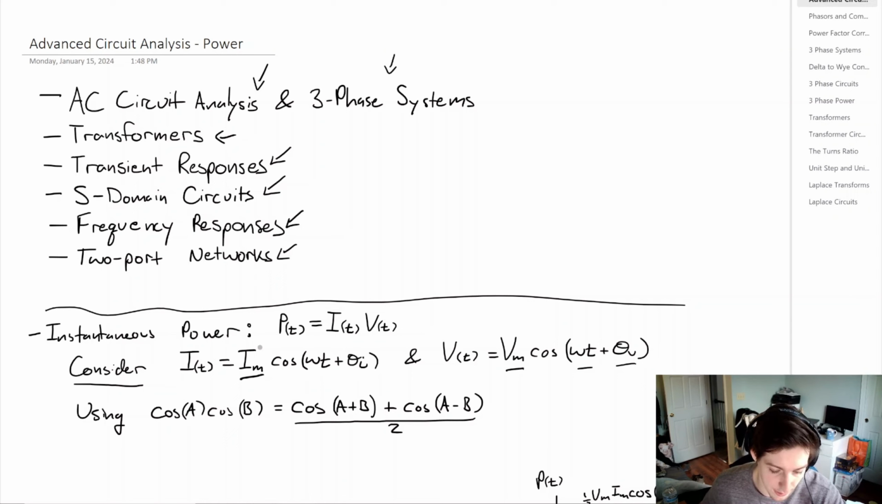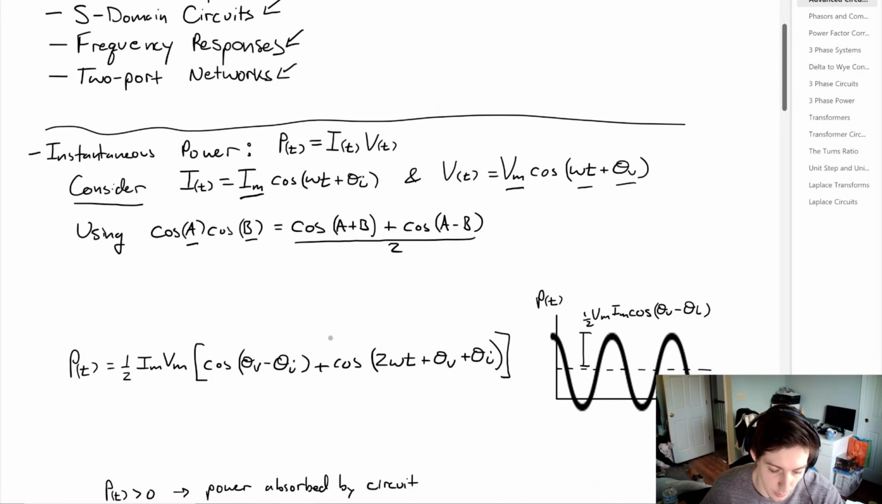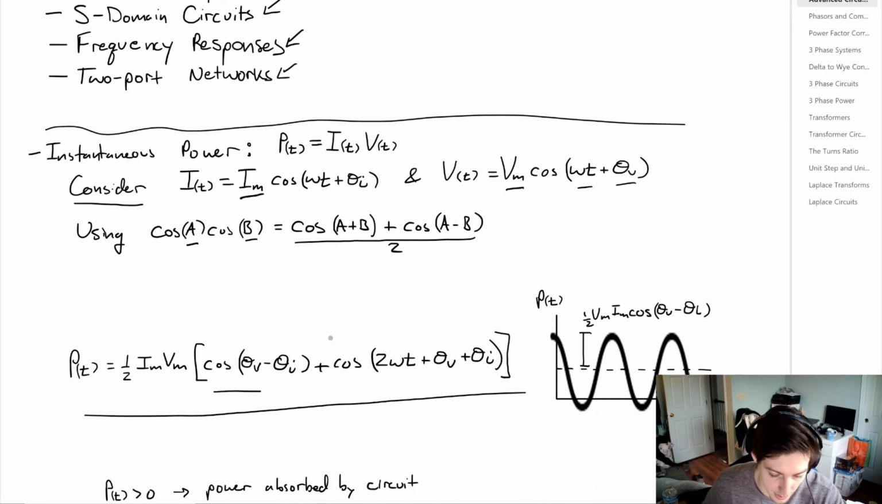We're going to use the trig identity that cosine of A multiplied by cosine of B gives us cosine of A plus B plus cosine of A minus B, divided by 2. If we do that for the current and the voltage, which are time dependent, we get an instantaneous power that looks like this, where you have a time independent contribution and a time dependent contribution. If you plot this, you get the graph on the right, where horizontally we're looking at time. You can see this oscillatory instantaneous power.